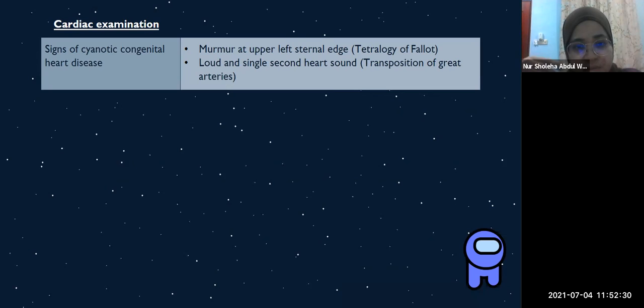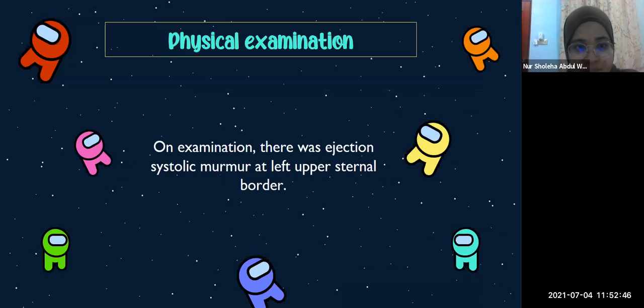So we need to listen for a murmur, especially at the upper left sternal edge in tetralogy of Fallot, and also we need to auscultate for a loud and single second heart sound in case of transposition of great arteries. For the case, the examination revealed an ejection systolic murmur at the left upper sternal border. Otherwise, the other physical examination was unremarkable, and the patient is basically hemodynamically stable.